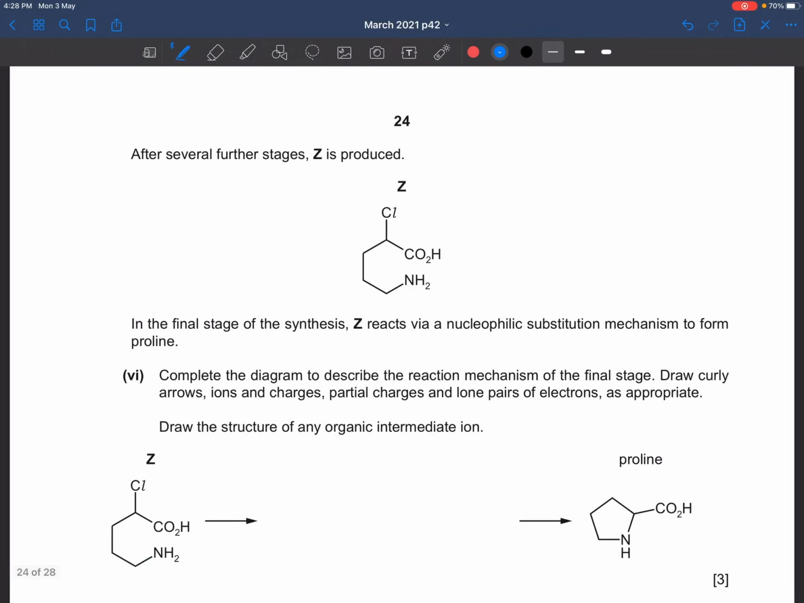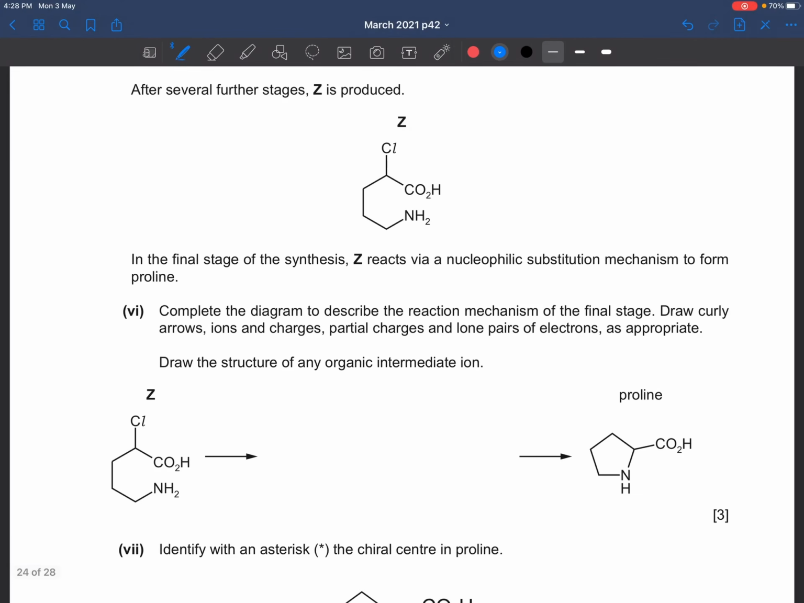Alright, next question is, after several further stages, Z is produced. So this is Z. In the final stage of the synthesis, Z reacts with a nucleophilic substitution mechanism to form proline. This is proline. Complete the diagram to describe the reaction mechanism of the final stage. Draw curly arrows, ions and charges, partial charges and lone pairs of electrons as appropriate.